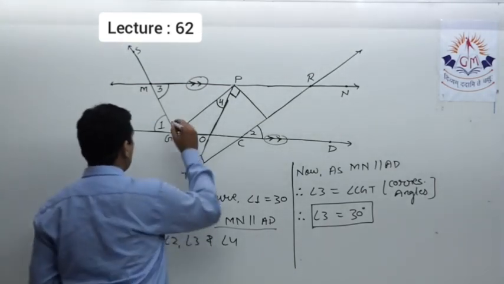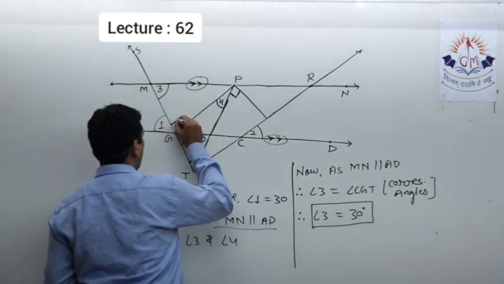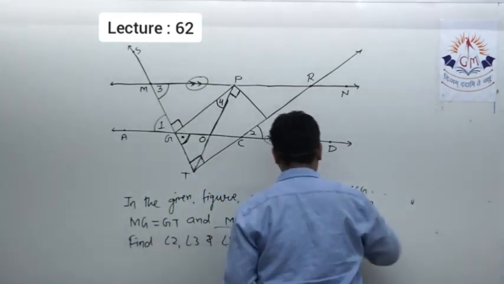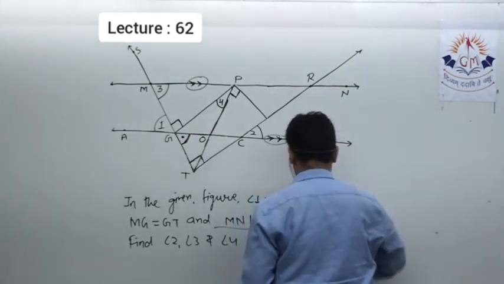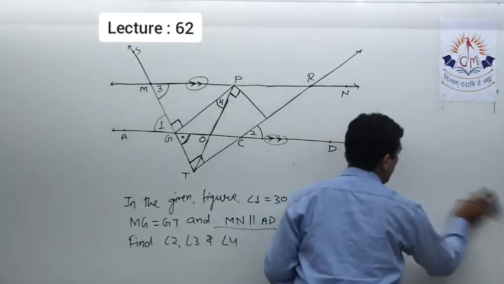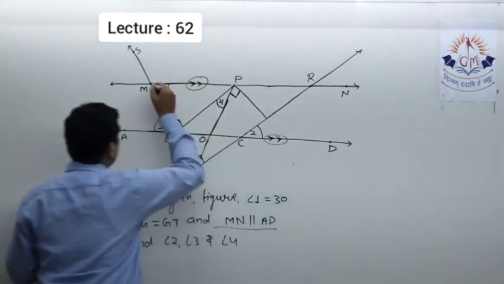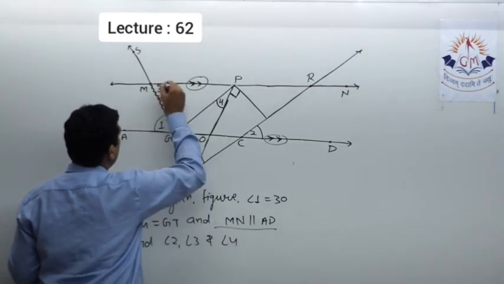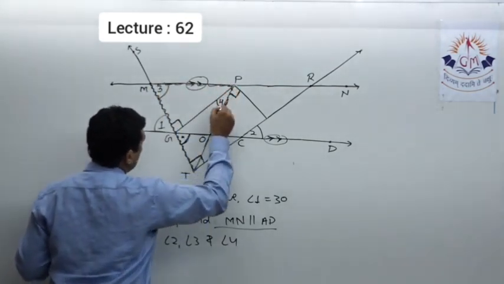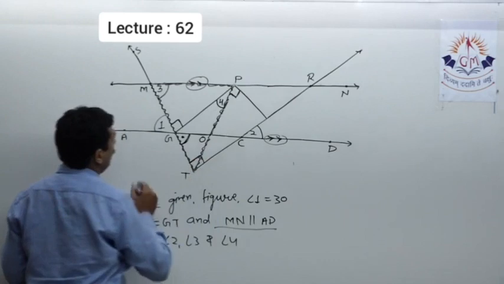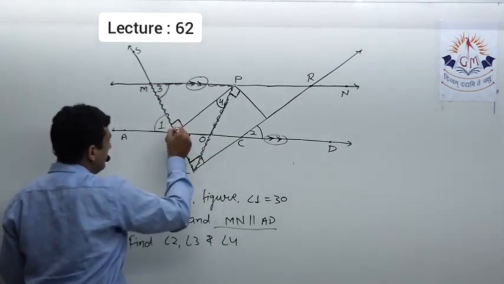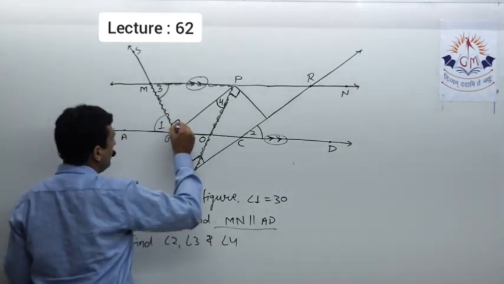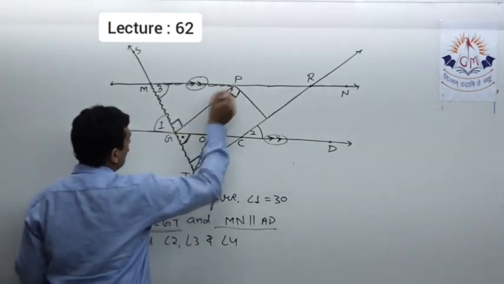Now we'll come to angle 4. There is one more piece of information: this is also 90 degrees. Now let us see how to find angle 4. For that you must know some properties. See, in triangle MTP, I am talking about this triangle MTP, it is given that MG is equal to GT. Also this angle is 90 degrees. This is also given.